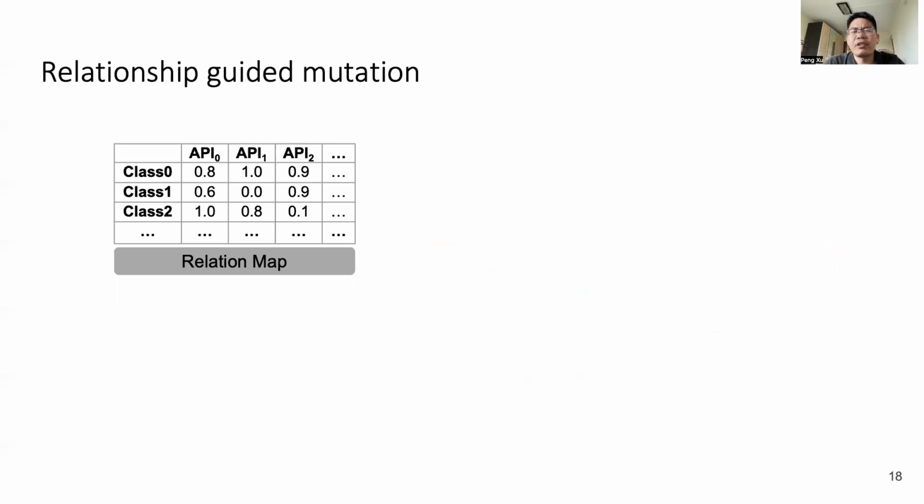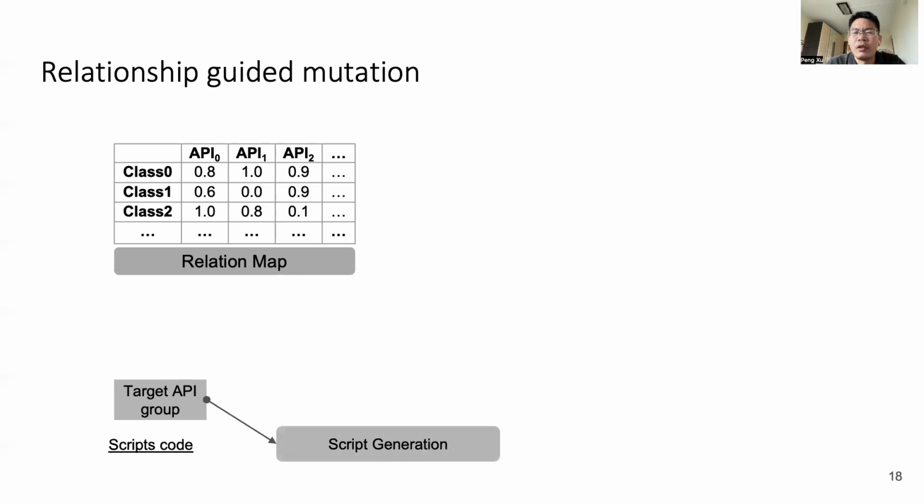In the second part of our solution, we have got the relation map between object classes and scripting API. In this part, we will utilize the relation map to get a mutation. First of all, we determine a target API group. Then we take a traditional method to generate a script code. For native objects, we get a seed sample and select objects in the sample for mutation.